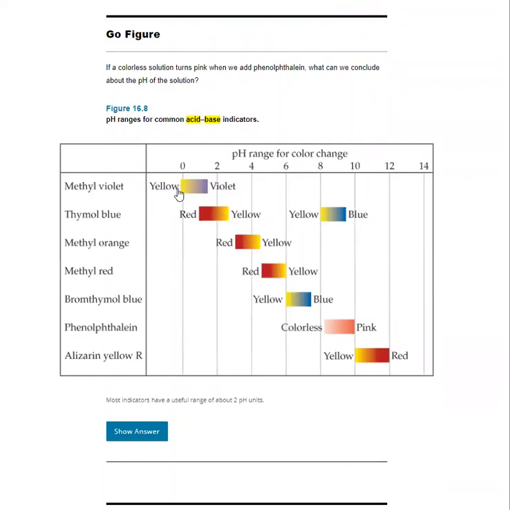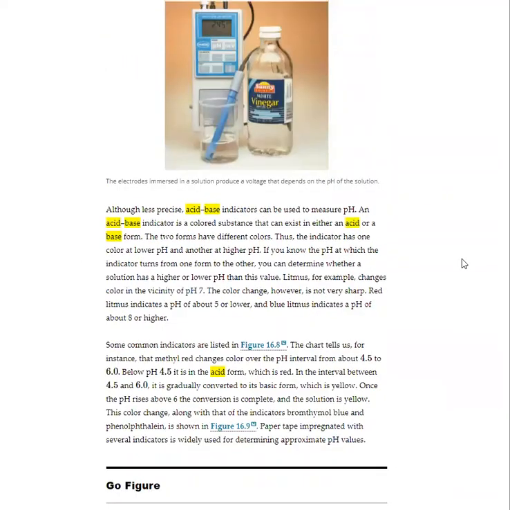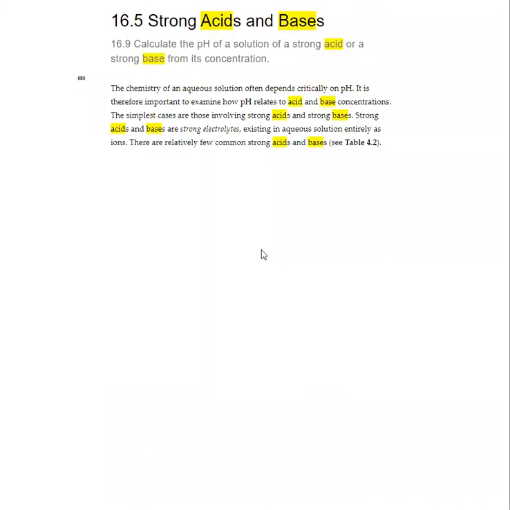This is just a few examples. So you'll see as something moves from 0 to 2, methyl violet, whatever that indicator is, will change color. And then you've got a whole series of indicators here that you can use to show what the pH of your solution is. So section 5, strong acids and bases.